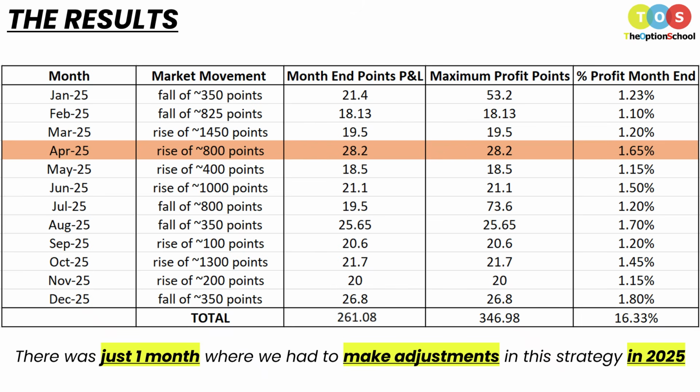So what was that month? It was April 2025. This really challenged the strategy because there was a big fall. Also, the results shown are without any adjustments when the market is moving higher. We will show in a separate video how to increase the results when the market is moving up in this kind of strategy. But today we will see how to handle the challenge of the April month.